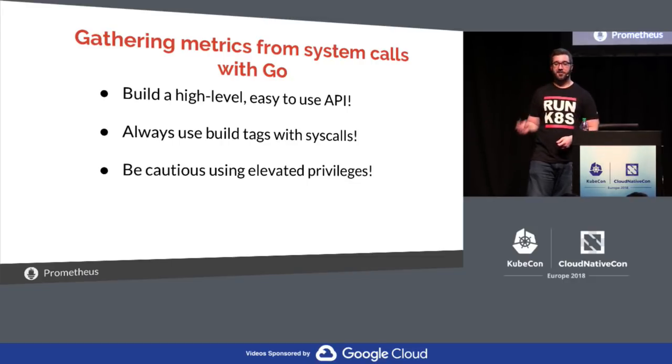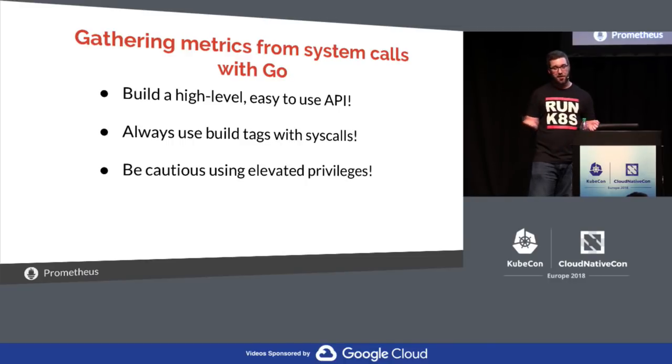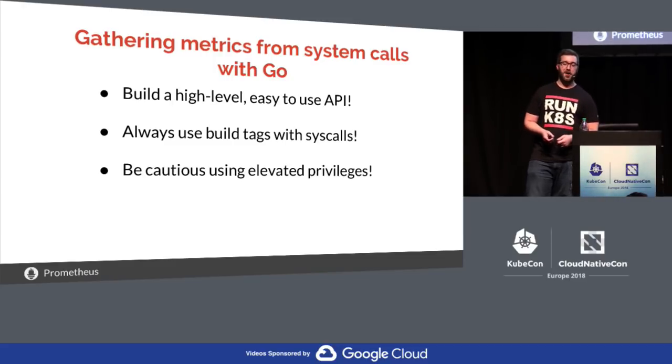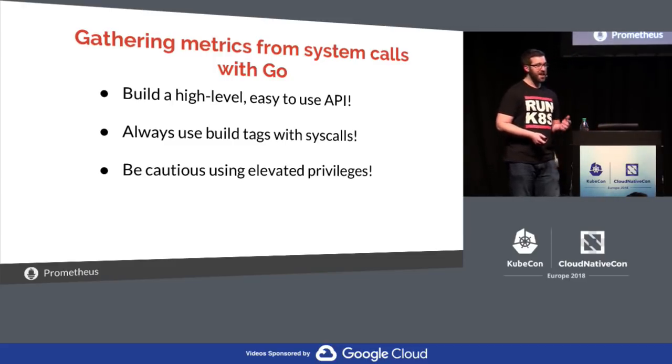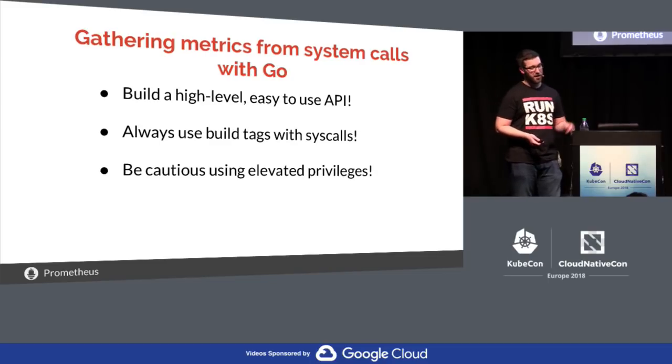Always use build tags with system calls. If you don't, your code will not compile on all platforms. And Go is a great cross-platform language, so we should keep it that way. And also, be really careful about using elevated privileges with system calls. It's pretty easy to do something like, I don't know, overwrite your main disk or reboot your machine or something nasty. So just be cautious about using root.